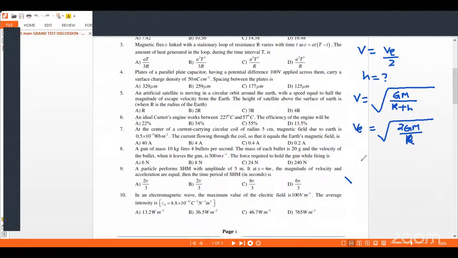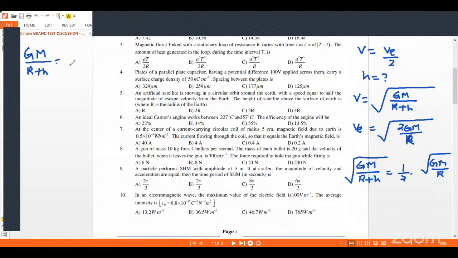So under root capital G capital M by R plus H is equal to 1 by 2 times under root capital G capital M by R. Squaring on both sides we get capital G capital M by R plus H equal to 1 by 4 times capital G capital M by R. Upon calculation, we'll get R plus H equal to 4R. So H equal to 3R. Right? Fine. Is it okay?